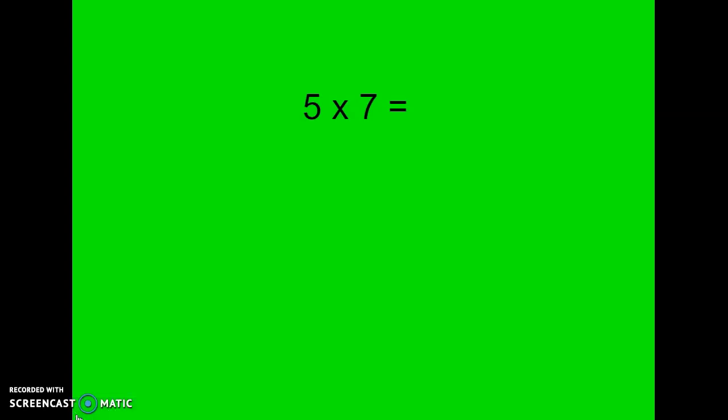Okay, so think about what we've just done with the other one and think about this number sentence. 5 times 7. 5 lots of 7, 5 groups of 7. Do you know how to count in sevens? What can you do to help you? Have a quick think about it. Say it out loud before I explain what you can do.